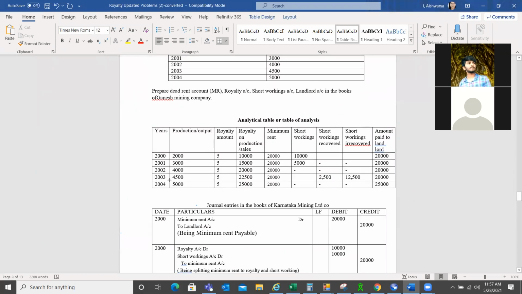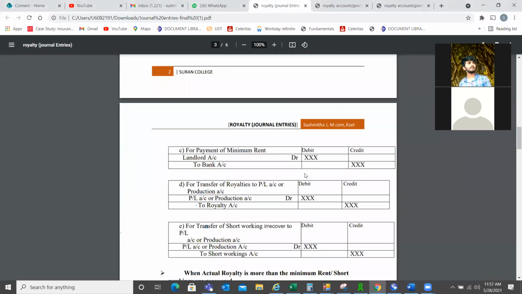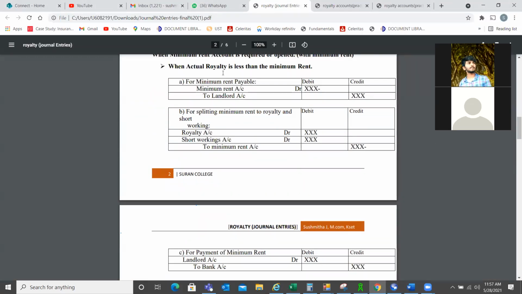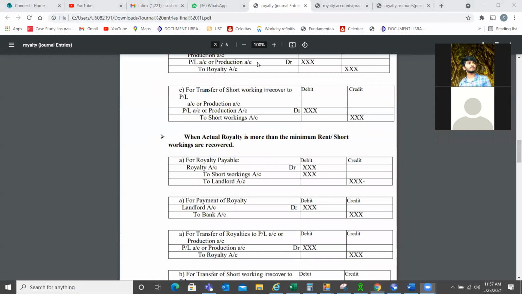So in 2003, tell me guys, is the royalty less than the minimum rent or more than the minimum rent? More than the minimum rent. Very good, it is more than the minimum rent. So as it is more than the minimum rent, which element is applicable? Is it first element or second element? Second element.